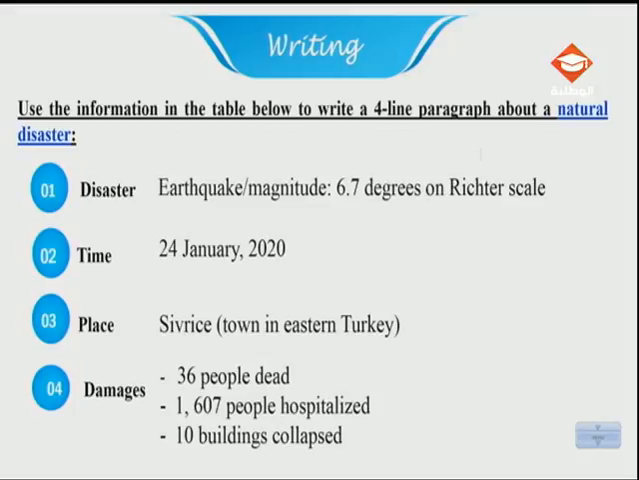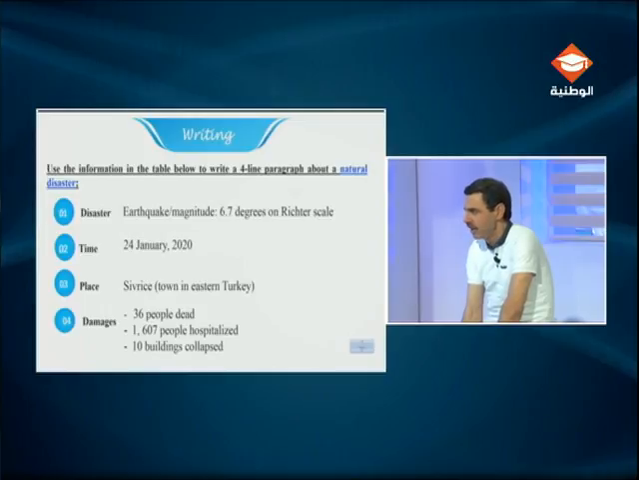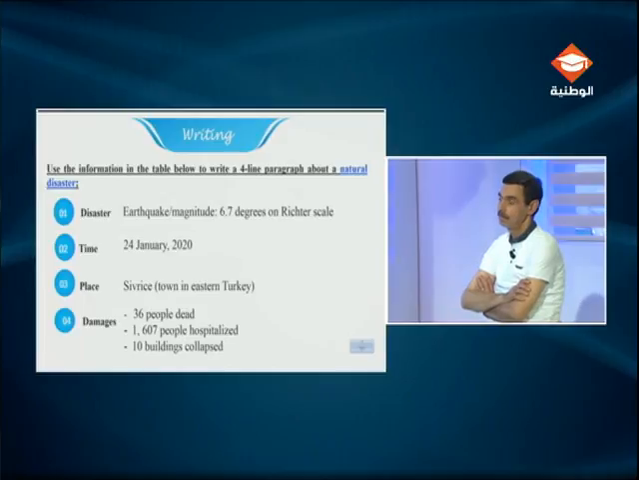Disaster: earthquake, magnitude 6.7 degrees on the Richter scale. Time: 24 January 2020. Place: Sivrice, I'm not sure about the pronunciation, it's a town in eastern Turkey. Damages: 36 people dead, 1,607 people hospitalized, that's huge. We can say casualties, the word that we have just seen. Victims. And 10 buildings collapsed. So it created a lot of damage.